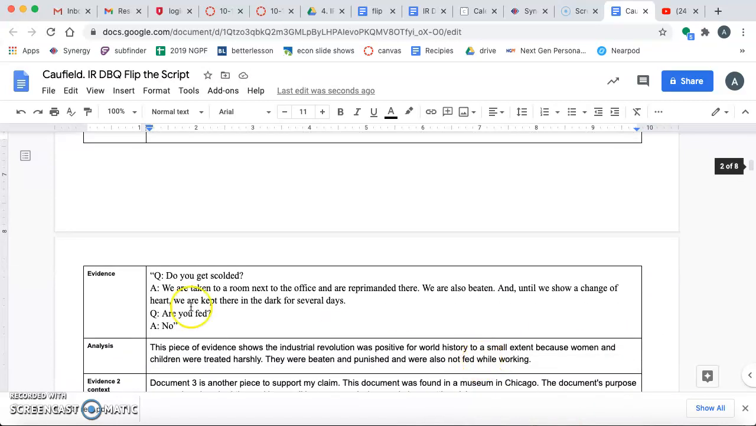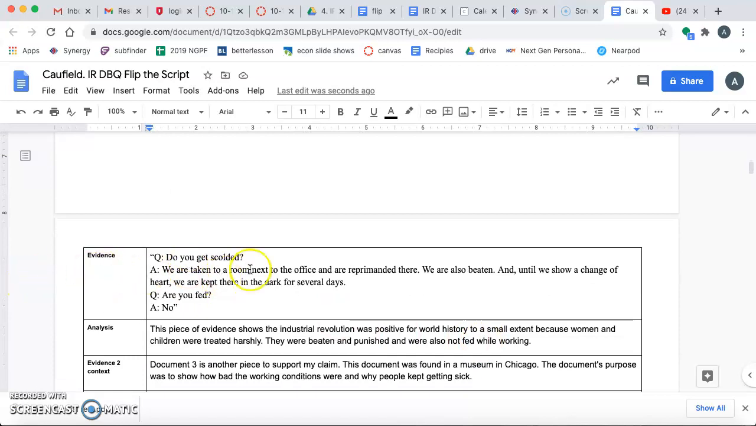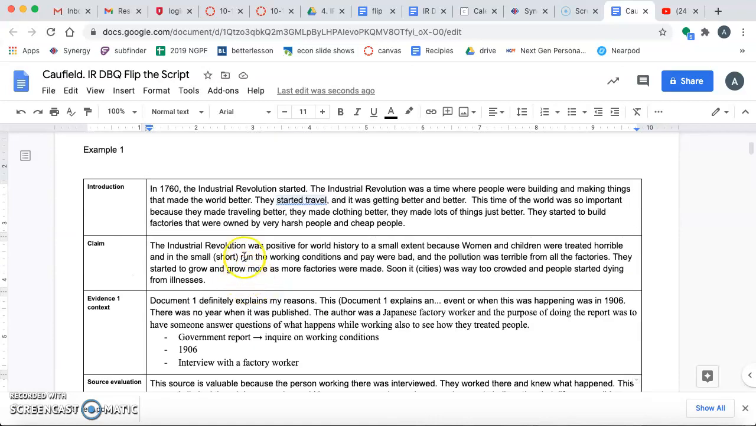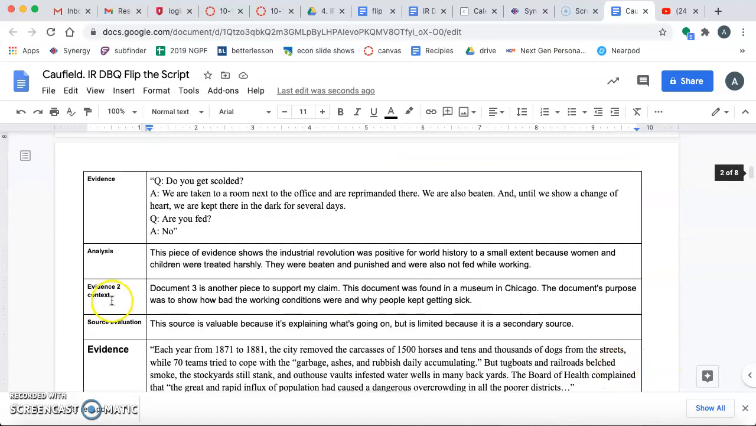Okay, evidence. Do you get scolded? We are taken to a room next to the office and are reprimanded there. We are also beaten, and until we show a change of heart, we are kept there in the dark for several days. Are you fed? No. So this is a good piece of evidence because I can see that it supports that working conditions were bad. It doesn't say anything about pay, but hopefully she explains that in her analysis. But this is a good piece of evidence to support that first reason in her claim.